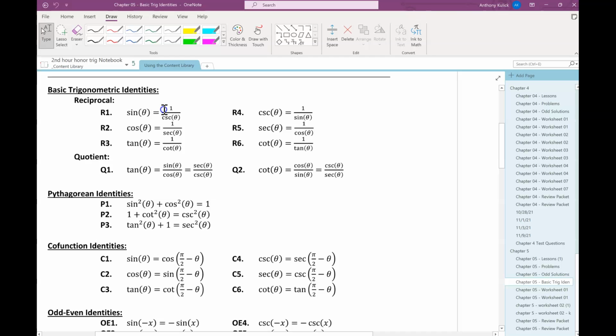Now, most of these identities are things that we already kind of know. So like we know that sine and cosecant are reciprocals, right? So sine is equal to 1 over cosecant, or cosecant is 1 over sine, right? Because they're reciprocals. Similarly, cosine and secant and tangent and cotangent, right?